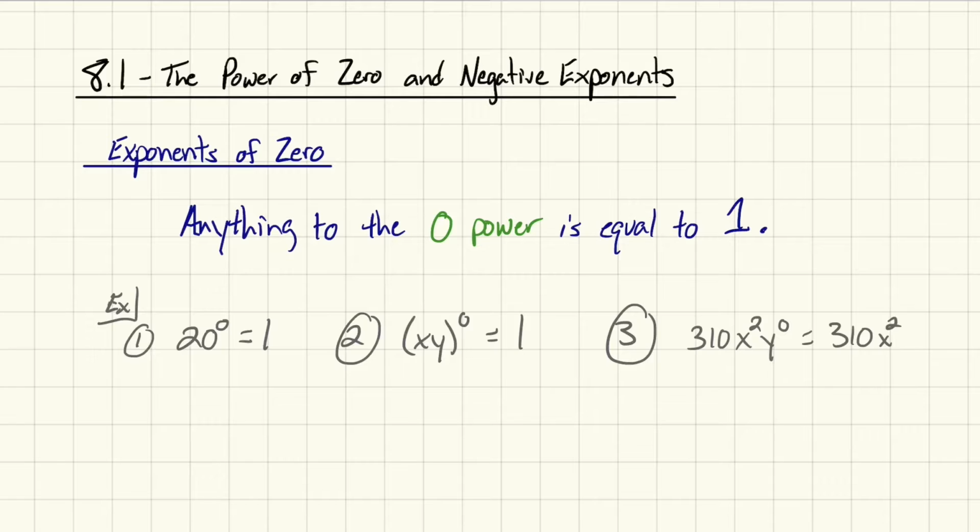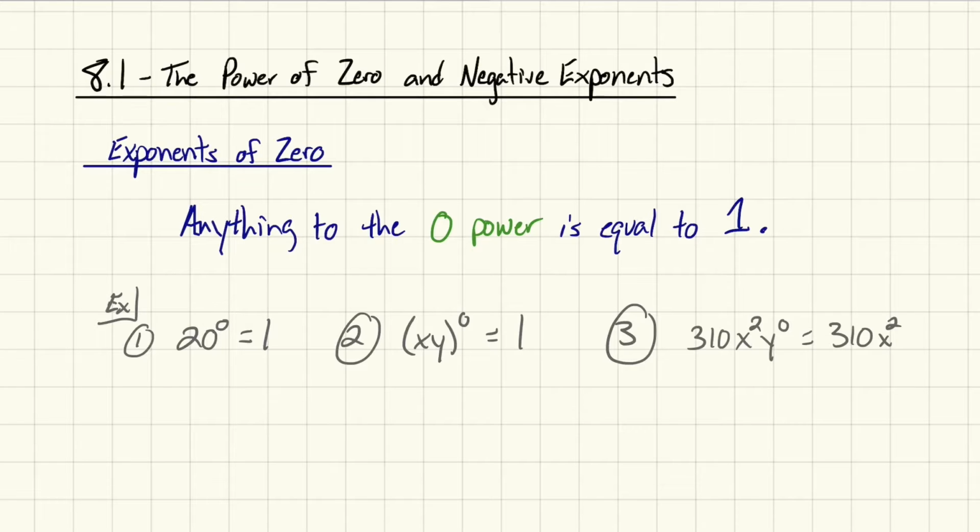First, we have 20 raised to the zero power. So as soon as you see a number, whether that's a positive number, a negative number, a fraction, doesn't matter. If that's raised to the zero power, the total answer at the end is just 1. No thought needs to go into that.